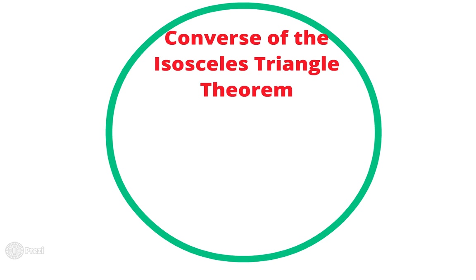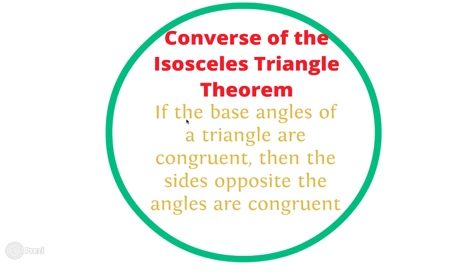But yeah. All right, now the converse of the isosceles triangle theorem. Converse theorems are the reverse of the original theorem. So the reverse of that: if we know that the base angles of a triangle are congruent, then it must mean that the sides that are across from them, or the legs, also have to be congruent.